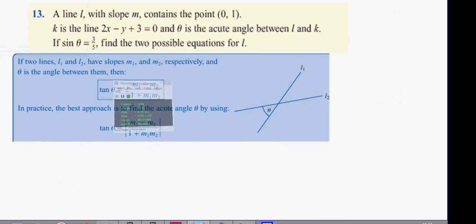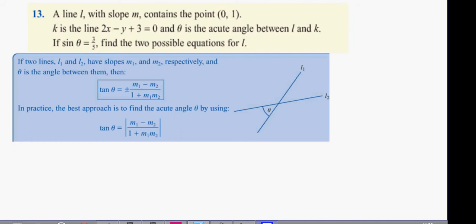This type of question here, what they can do is: a line L with slope m contains the point (0, 1). K is the line 2x minus y plus 3 equals 0. Theta is the acute angle between L and K. If sine theta equals 3 over 5, find 2 possible equations for L.